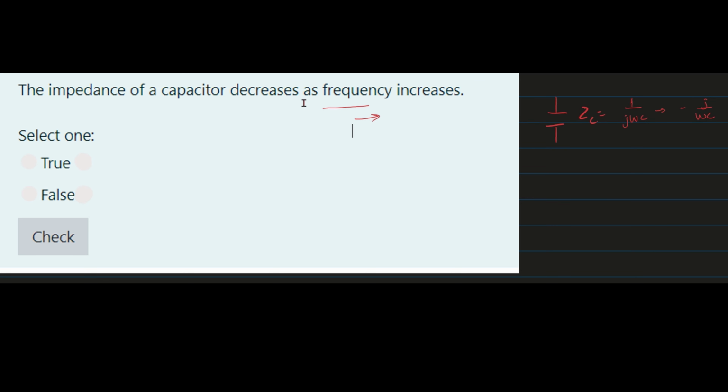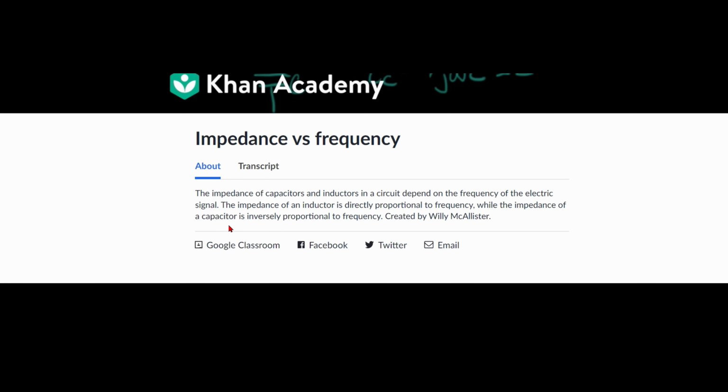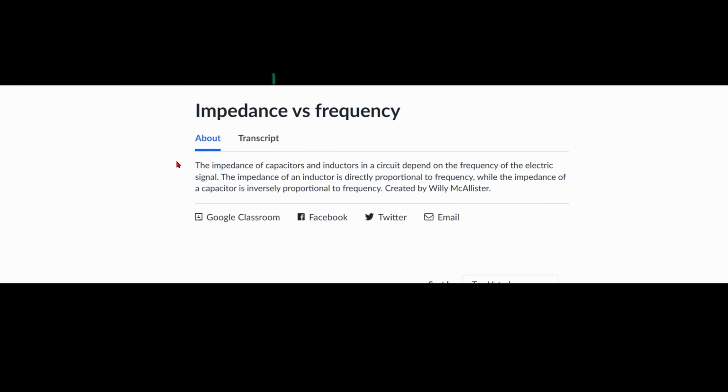Well, if we use some common knowledge, and we can even look at the site, the impedance of capacitors and inductors in a circuit depends on the frequency of the electric signal. So impedance of capacitors and inductors, for that matter, both depend on frequency. The impedance of an inductor is directly proportional to frequency. So that means for an inductor, when the frequency increases, the impedance will increase as well, while the impedance of the capacitor is inversely proportional.